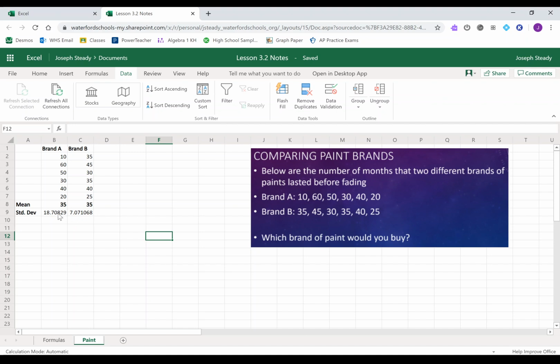So in this case, we can notice right off the bat that brand A has a standard deviation of 18.7 months, whereas brand B has a standard deviation of only 7.1 months. So this tells us right off the bat that even though they both have the same average, brand B is more consistent. Right? The amount of time that it lasts is more reliable, which in my mind means I should buy brand B. Now there are other uses for measures of variation, but this idea of consistency is one way to use them.